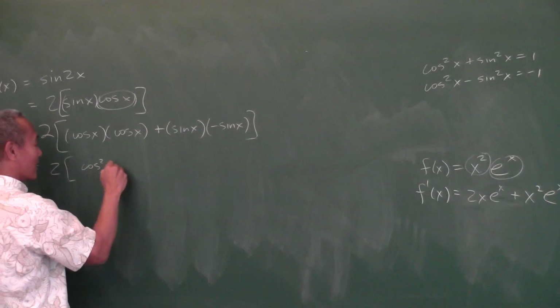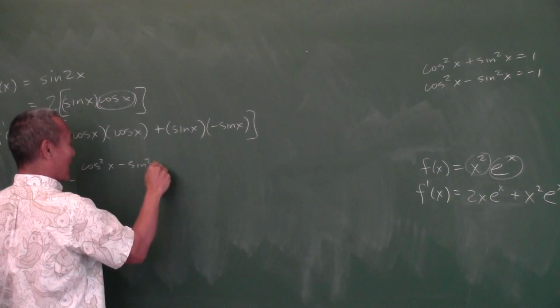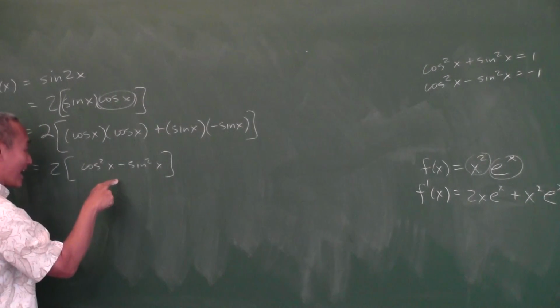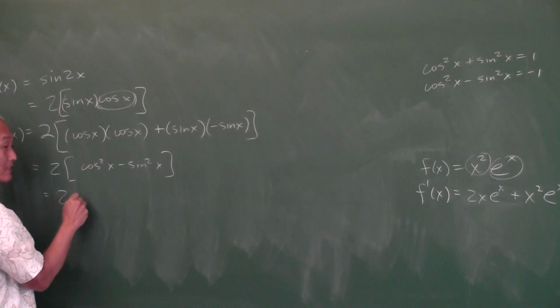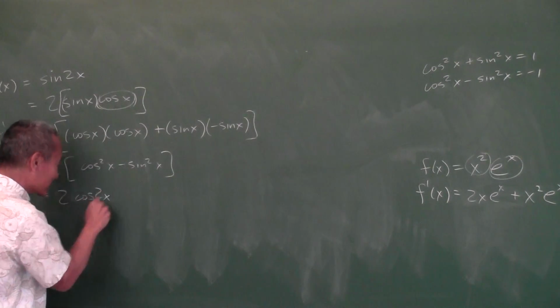Okay, so what have we got here? Cosine squared x minus sine squared x. That's cosine 2x.